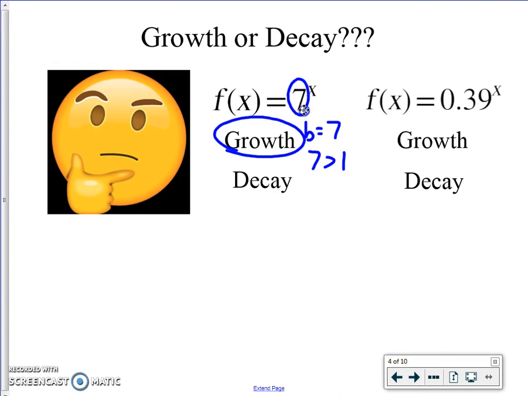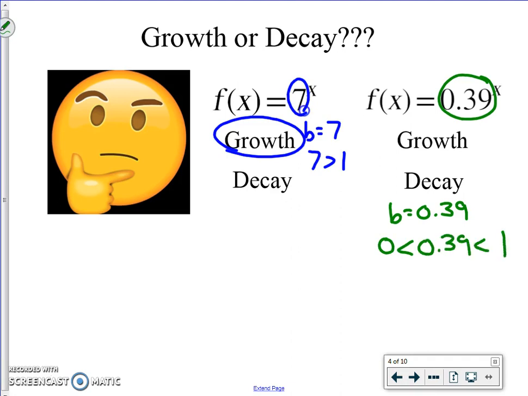F of x is equal to 0.39 to the power of x. Is this growth or decay? Well, we're going to take a look at the base. Identifying our base, it is 0.39. So our base is equal to 0.39. That value is greater than 0, but less than 1. When our base is between 0 and 1, we have exponential decay.